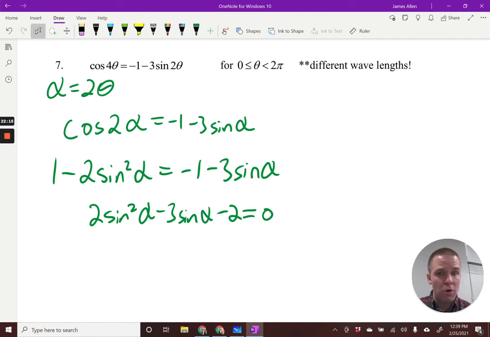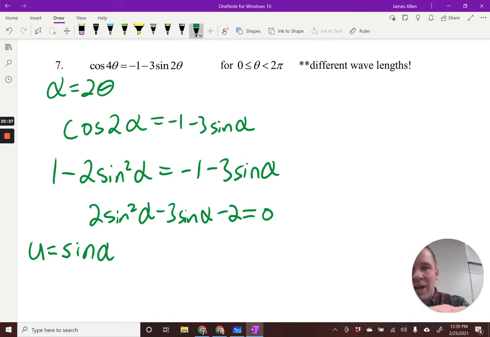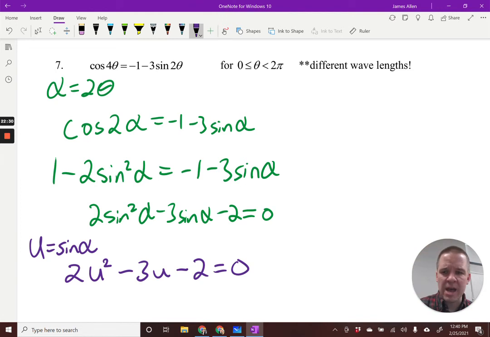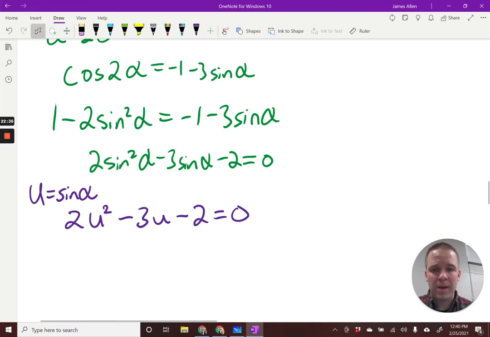Now, either you can factor like this here, or perhaps, guess what? Let's use U-substitution. U equals sine of alpha. Let's substitute again, shall we? And I'm going to do different colors so we can see the different parts. And there we have it. U is equal to sine alpha. So now I have 2u squared minus 3u minus 2 equals 0.